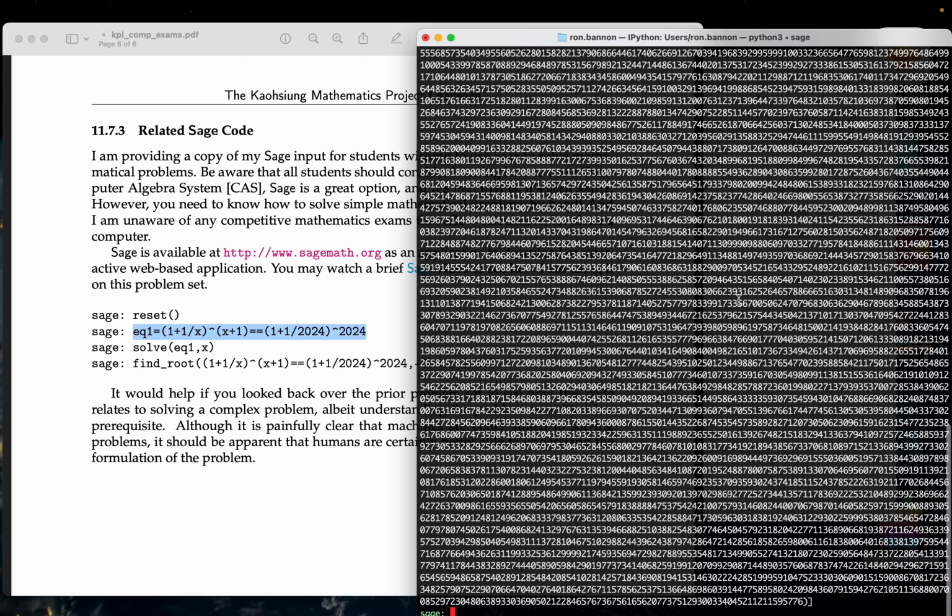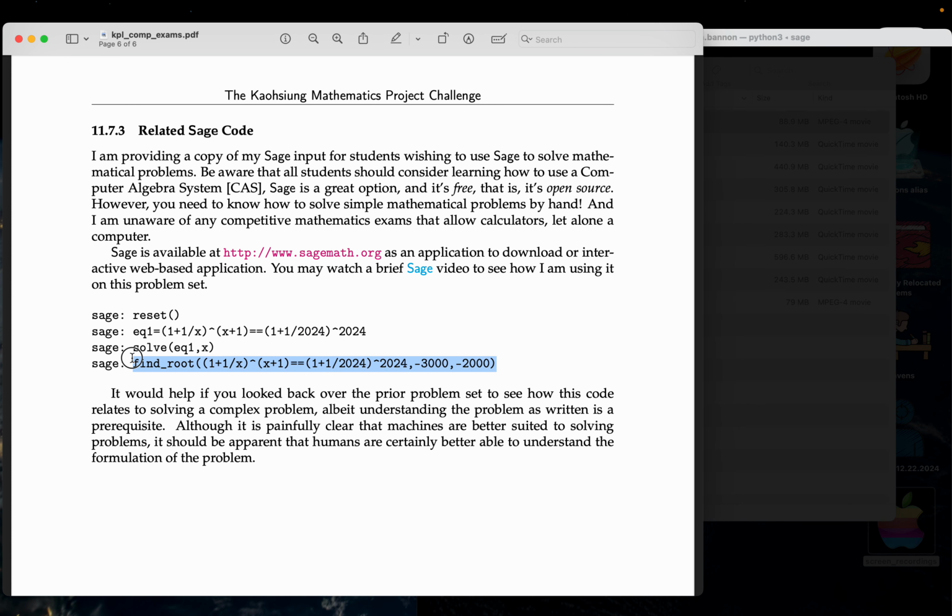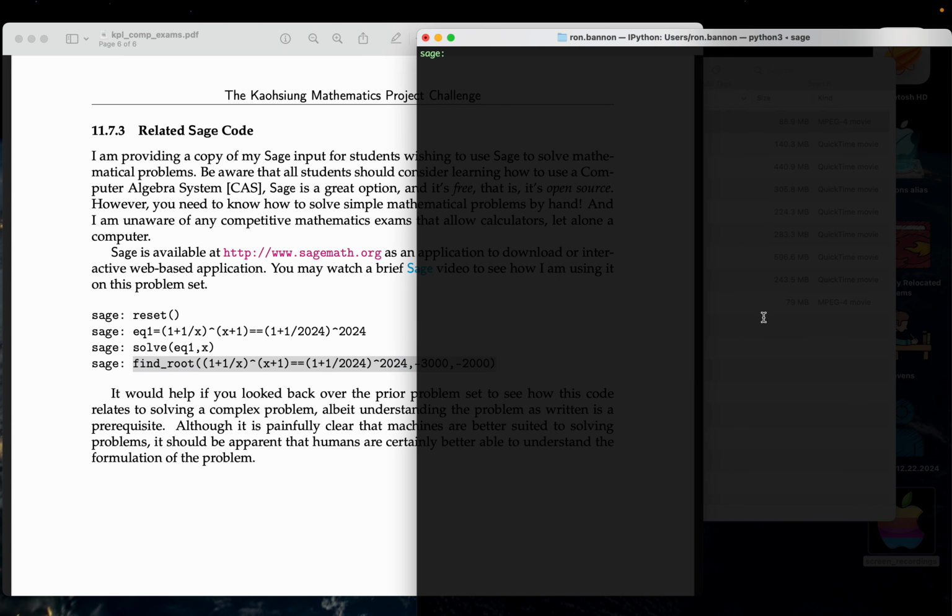Let me clear the screen and check out another way to force Sage into coming up with an answer. The other approach is find_root, which I'll copy paste for you. I'm just typing the equation in, but now I have to give it bounds where I think the root might be. Granted, I have some advanced knowledge because I just solved the problem by hand. I know the answer is in the minus 2,000 range, so I simply said, go between minus 3,000 and 2,000 and start looking around. It's going to start looking for what it considers to be a root.